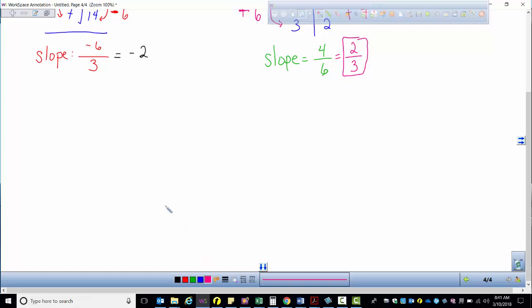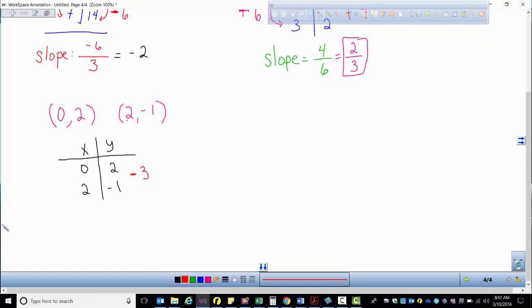Okay, let's try another one. Let's say we have the points 0, 2 and 2, -1. So I make my table, x and y. So my first x is 0 and my y is 2. My next x is 2 and my y is -1. Well, I start here at 2. If I go from 2 to -1, it got smaller. So it's going to be negative because -1 is smaller than 2. How many places is that? That would be 3 places. So it's -3.